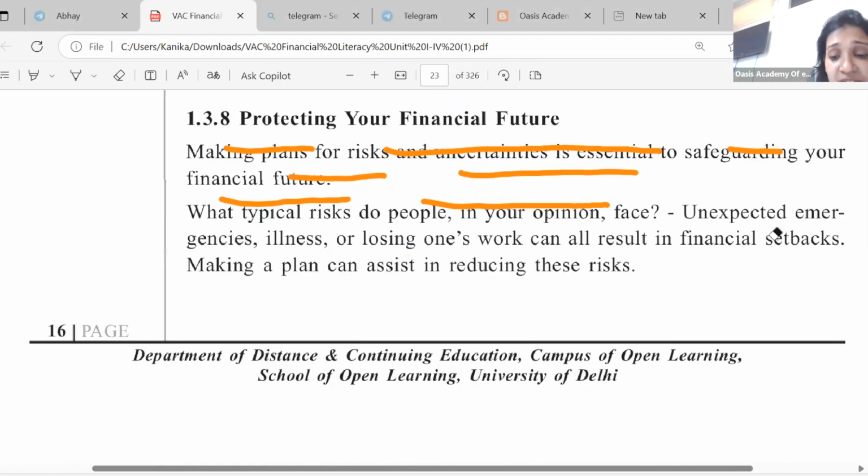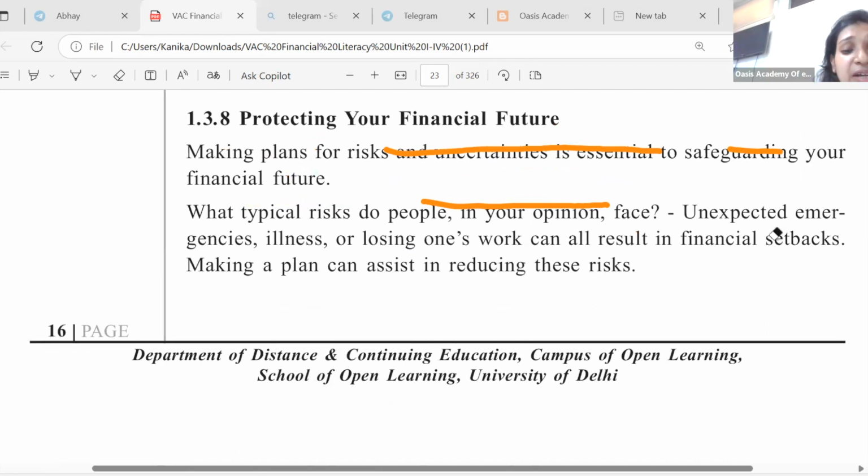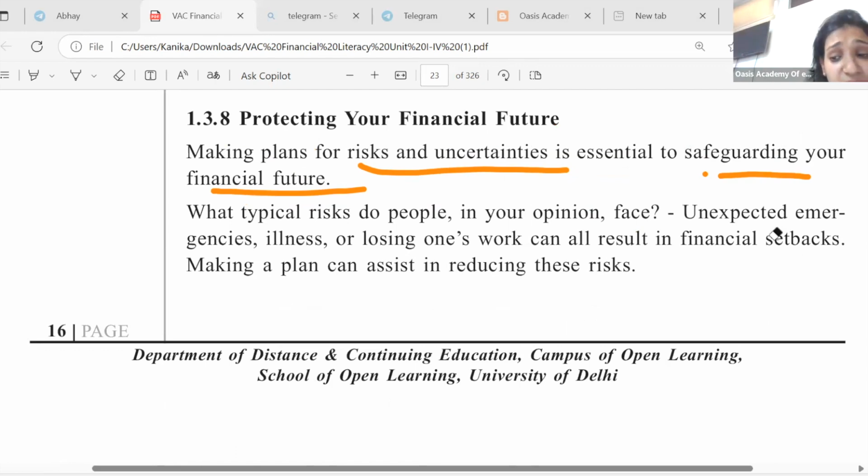Protecting your financial future. Once you have started making a diversified portfolio, you have to start planning for your financial future, because the future is again risky and uncertain. You have to save, and this helps to safeguard your financial future. So this is what you have to know about all this.